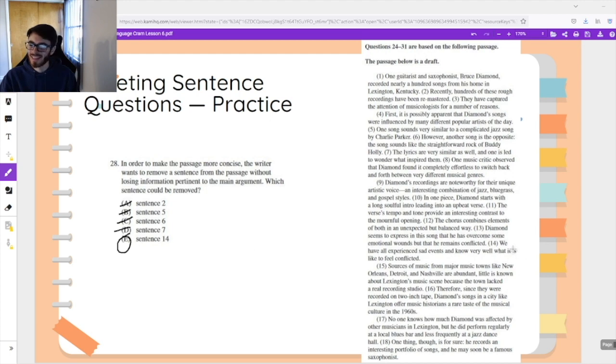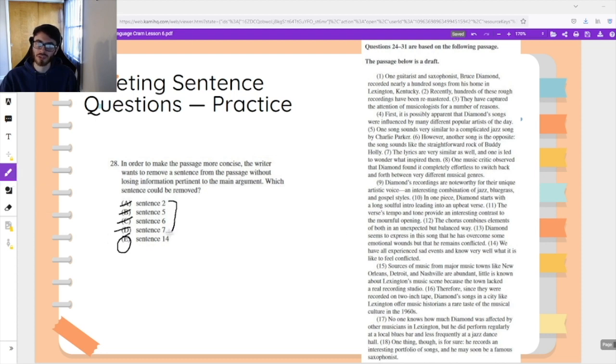Yeah, it's E. This sentence is not necessary. It does not further the argument or the point about Bruce Diamond and the music that was found and his different musical genres. It is a completely meaningless sentence. We have all experienced sad events and know very well what it is like to feel conflicted. Yeah, obviously, right? That's not something that needs to be said. It's not talking about Diamond. It's not giving more information about his music or anything like that. It's just unnecessary. So that is definitely the one, right?